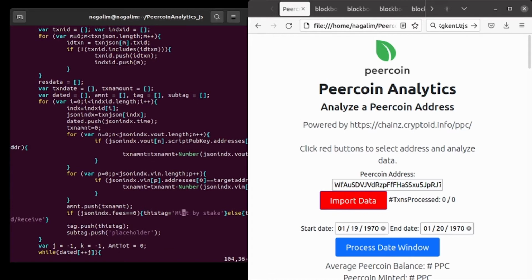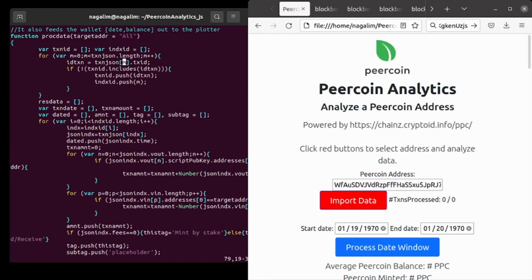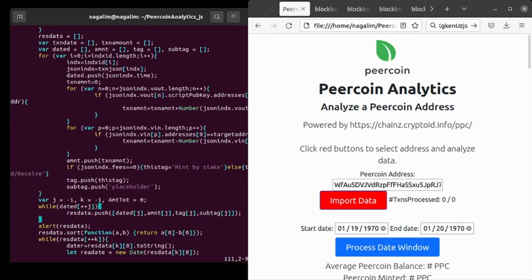We're also going to figure out whether it's mint by stake or send-receive based off of whether or not there are fees. This is not the best thing in the world because a coin stake can actually consume fees, but rare. So rare. I mean, there are questions about multisig, but this already broke multisig back when I started talking about individual addresses anyway, basically at the beginning. And then a subtag, which I haven't dealt with yet.